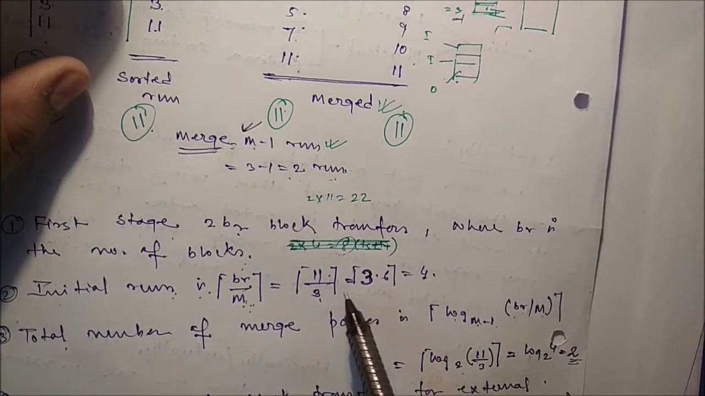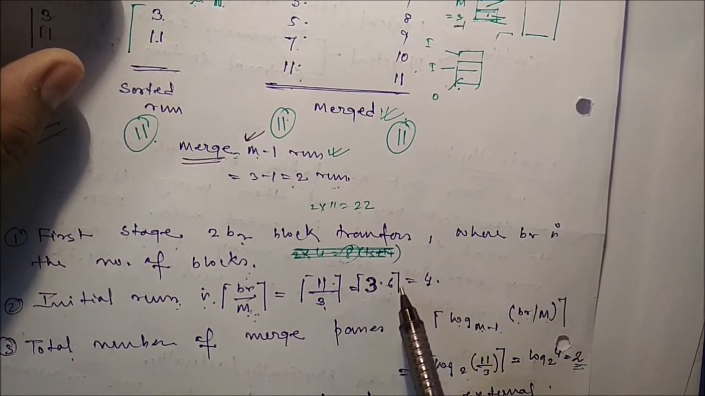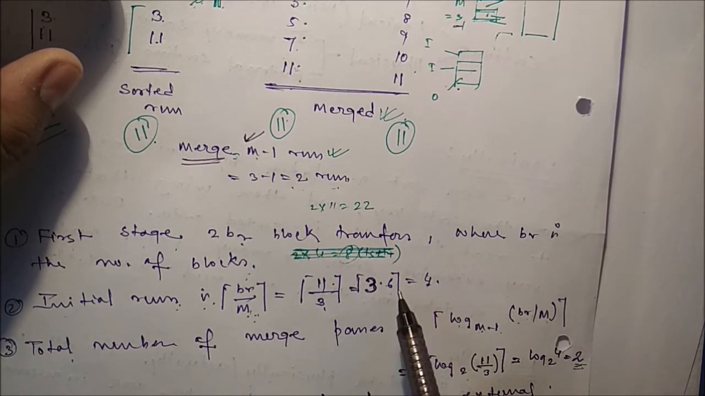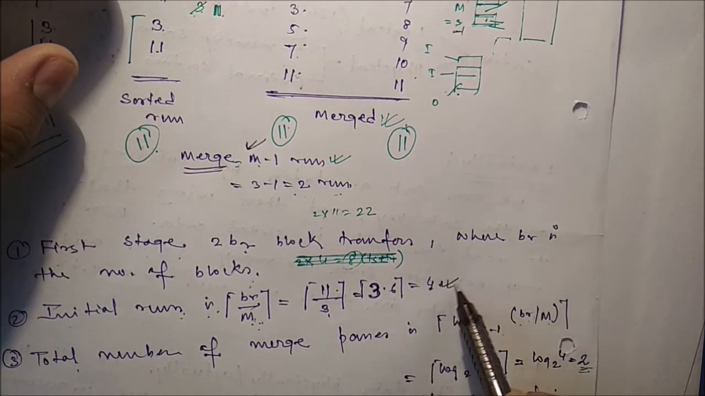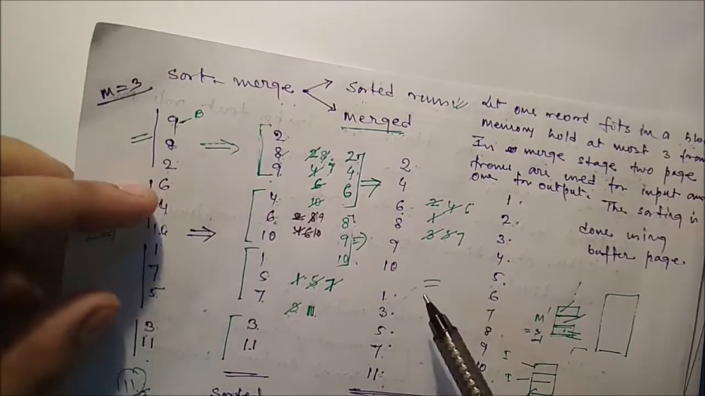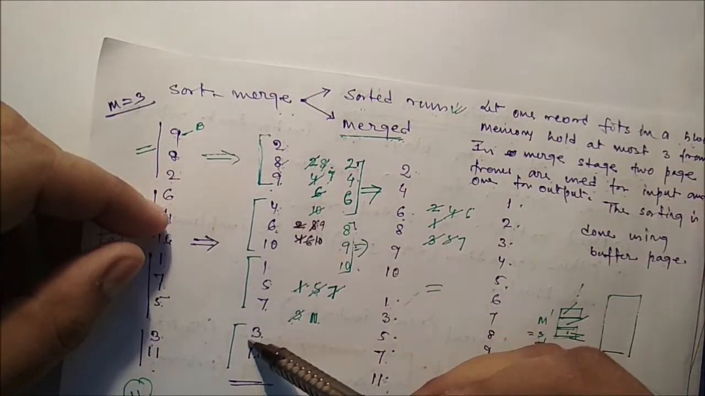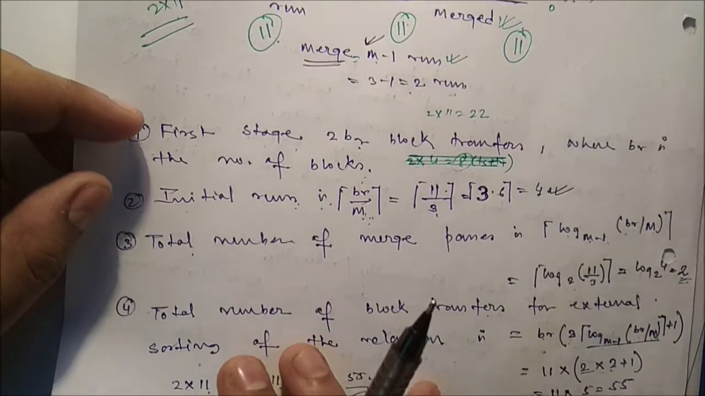So 11 by 3 is 3.6, and we have to take the floor value. Okay, sorry, we have to take the ceiling value. So the ceiling value is 4. So we need 4 runs. So 1, 2, 3, 4. Are you getting this one?